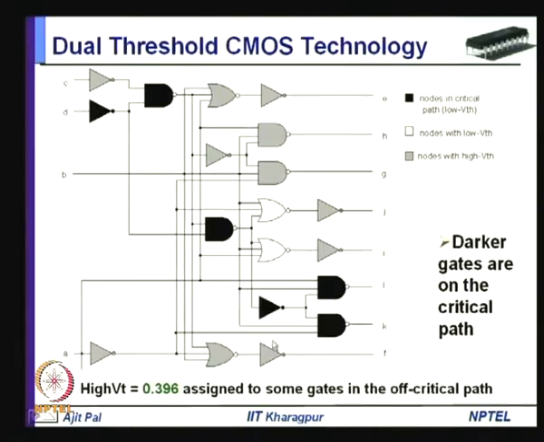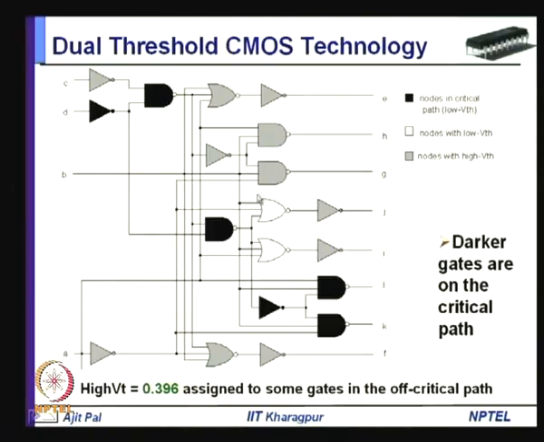Now, let us consider another situation where you have increased the high threshold voltage to 0.396. That means, the threshold voltage is substantially higher than the low VTH, which is 0.2 volt. But what is the consequence? The consequence is that some gates which are not dark, these are lightly shaded, those lightly shaded gates you can assign high VTH, but you can see these two gates you cannot assign high VTH.